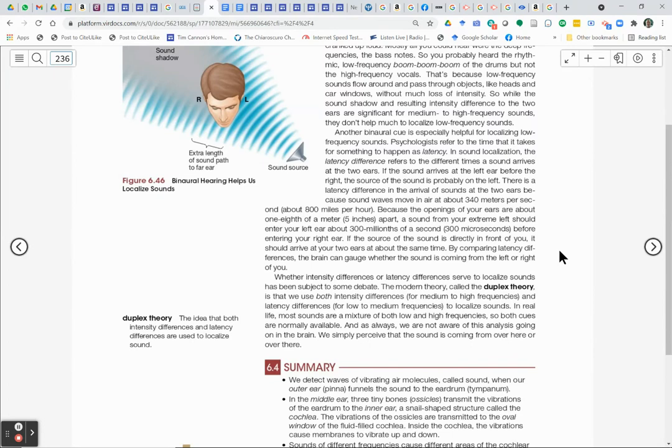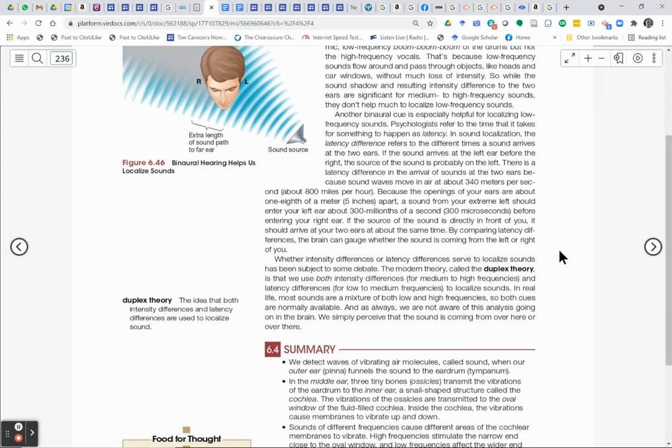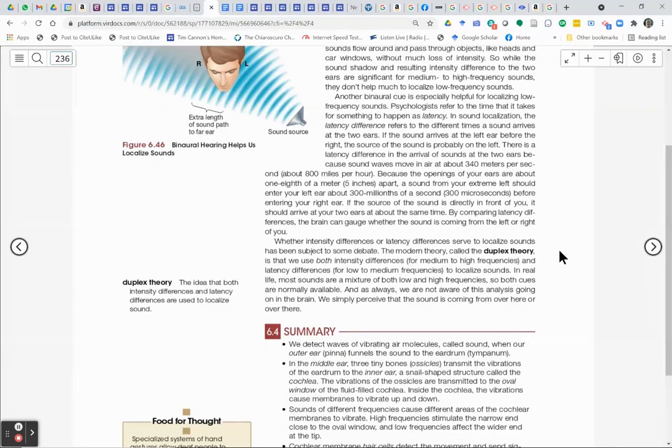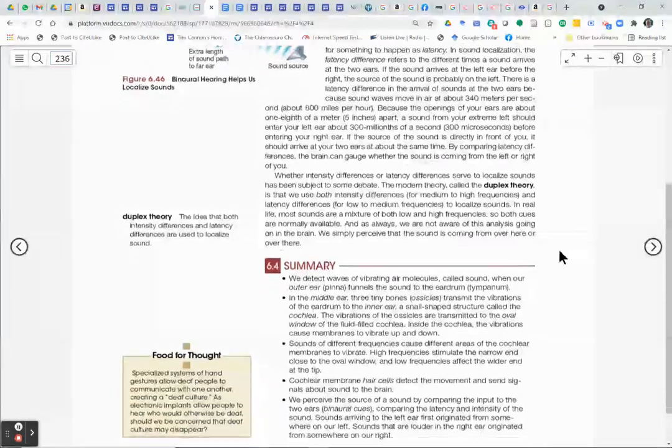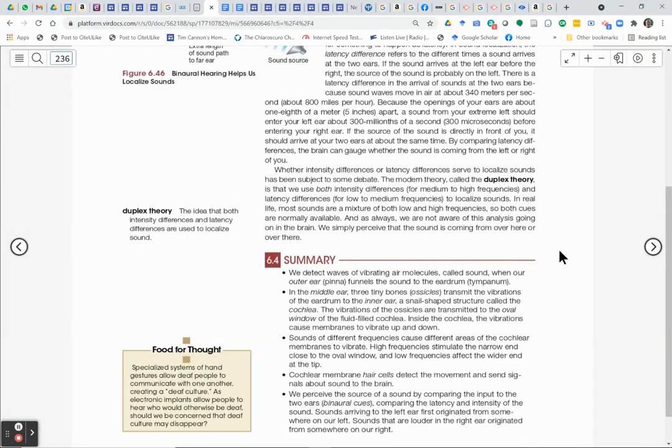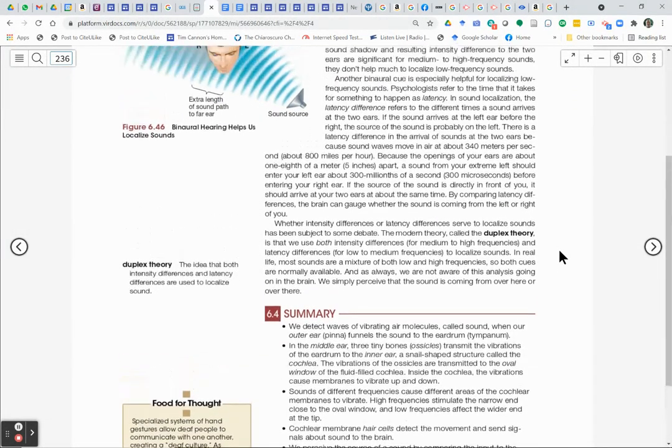There's different theories, as there were with color vision, for how we do this. And the modern theory, the duplex theory, is we use both intensities and time of arrival. It depends. And boy, you don't see microseconds too often.